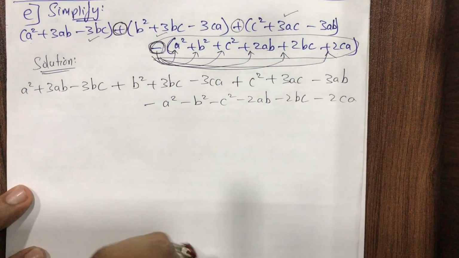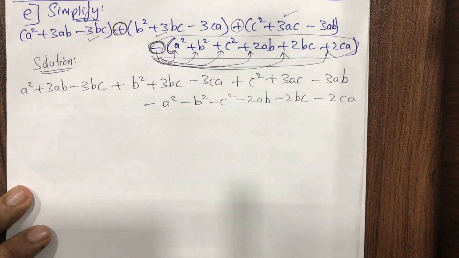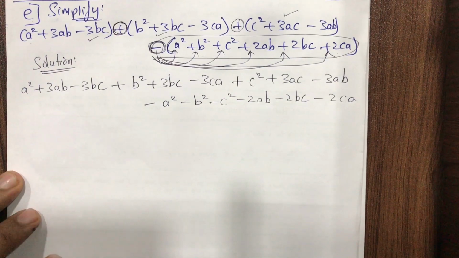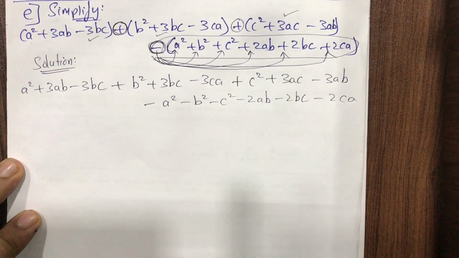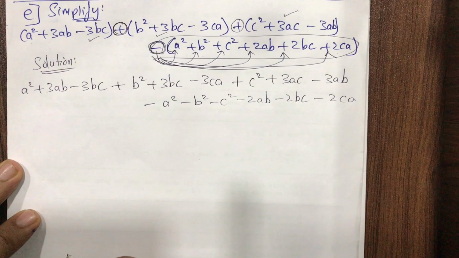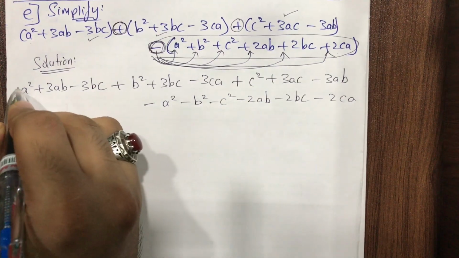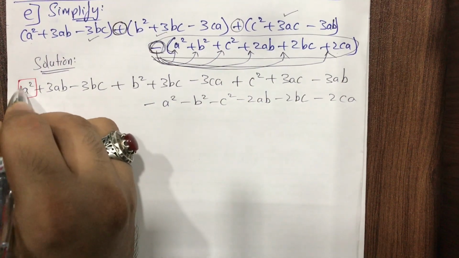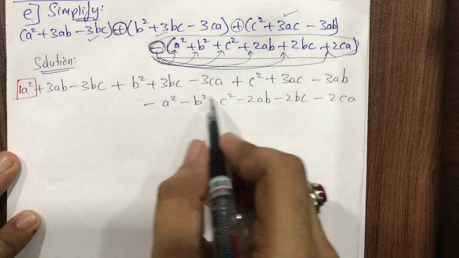Great. Now what to do? What will be the next step? Now the next step will be the pairing. We'll pair the like terms. So first let's find the terms with a square. With the red color I'm marking out the a squares. So it's plus 1a square. When nothing is there, it means it's plus 1a square here.